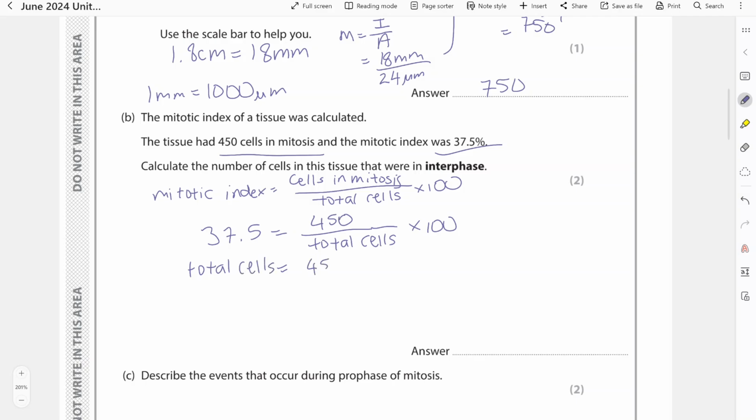And then once we do this, we get 450. Oops, that's supposed to be 100. We get 1,200 cells, and interphase means that if they're undergoing interphase, that means that they're not undergoing mitosis. So that means we would do 1,200 minus 450, and that equals 750.